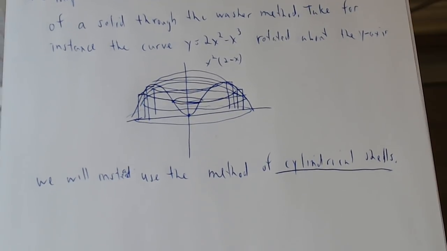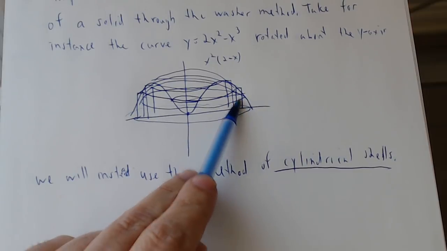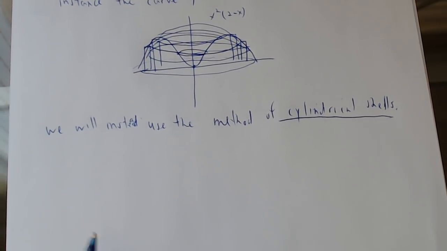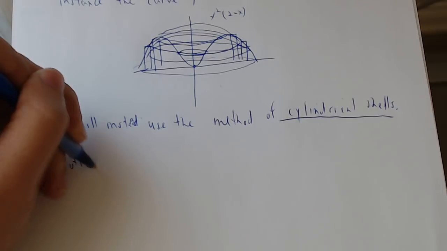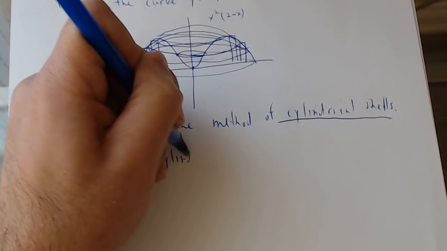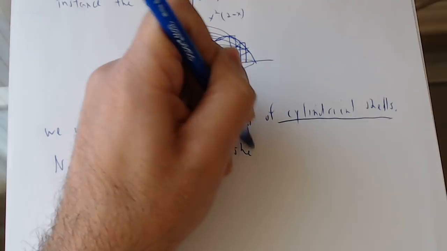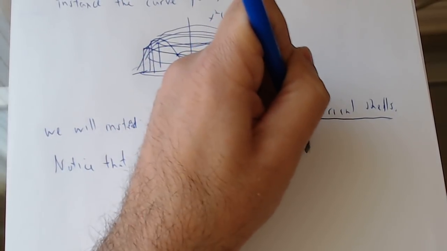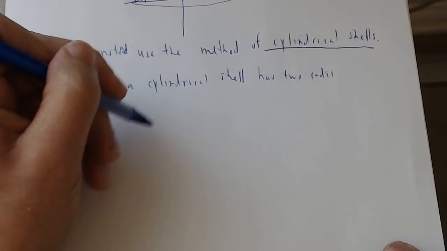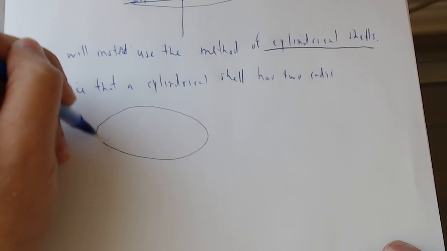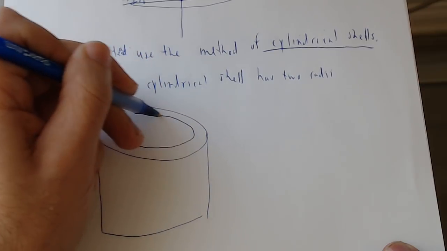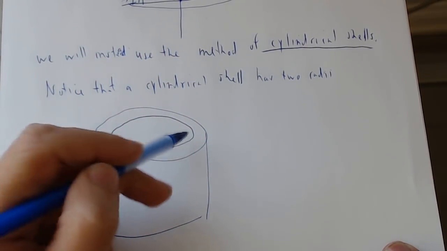So, what we're going to do is instead of focusing on inserting shell after shell after shell, and of course, we could see that these shells are going to approximate the volume, let's focus on a singular shell. So, what we could say is, look, notice that a cylindrical shell has two radii. Okay, and we're basically saying if I have a shell that looks like this. And of course, this inside part is hollow, right? So notice how it has two radii.